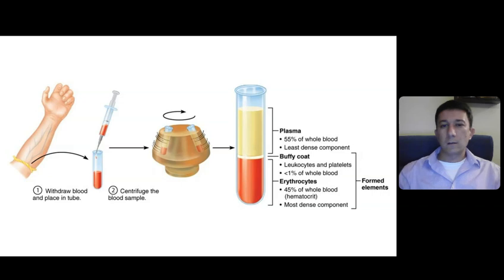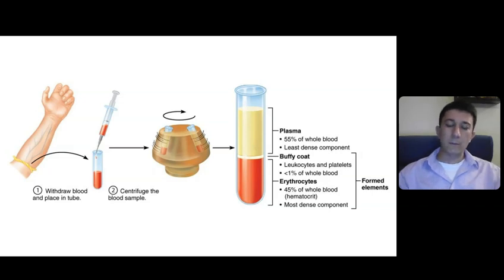So here we see that when we remove samples of blood in the laboratory and place them in test tubes, we can spin those samples of blood after we put them in a heparinized tube. We can spin those samples in a centrifuge, and what the centrifuge will do is pull the heavier elements, the formed elements like the erythrocytes, the leukocytes, and the platelets, toward the bottom of the test tube, and it will leave the lighter liquid elements like the plasma at the top of the tube.